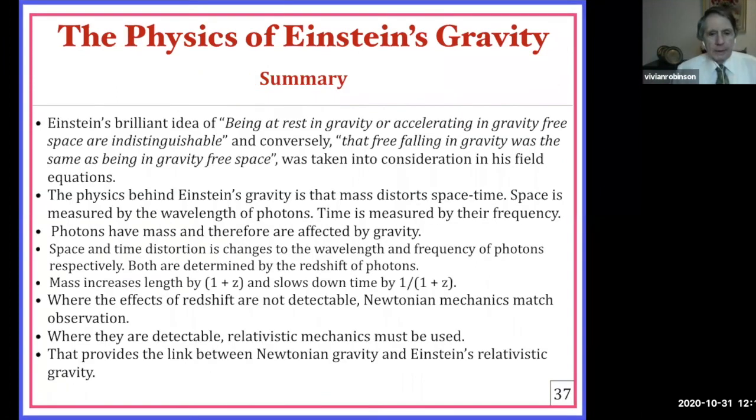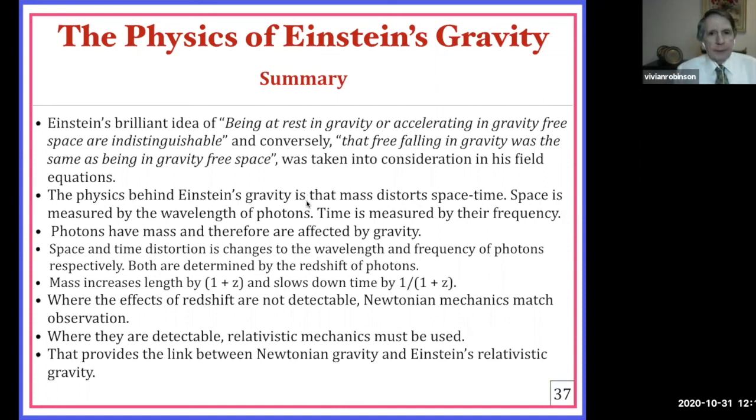In this study, I did not mention Einstein's brilliant idea that being at rest in gravity and accelerating in gravity-free space are indistinguishable, and conversely, that free falling in gravity is the same as being in gravity-free space. And I believe this in principle was incorporated into his field equations.